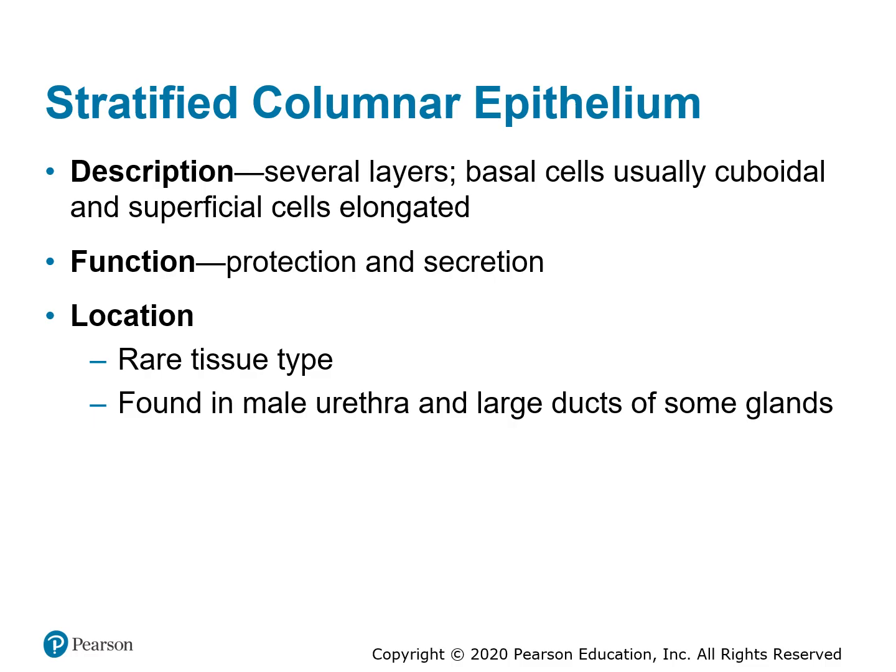Stratified columnar epithelium. Also a rare tissue type. Several layers long. They do a lot of protection and secretion. You'll find them in very small amounts in the male urethra and in some of those larger glands. Okay?